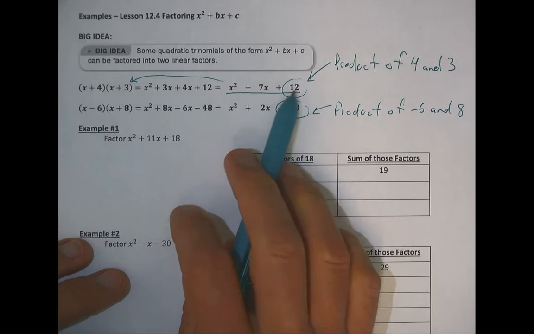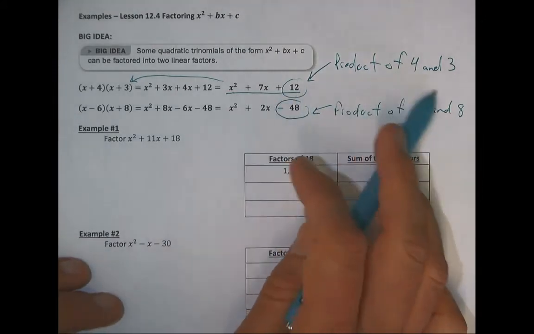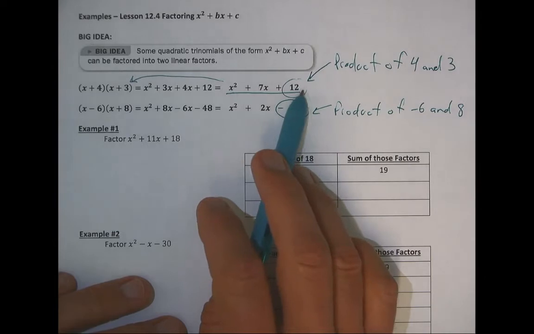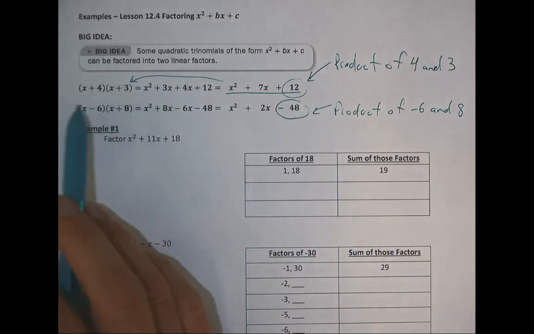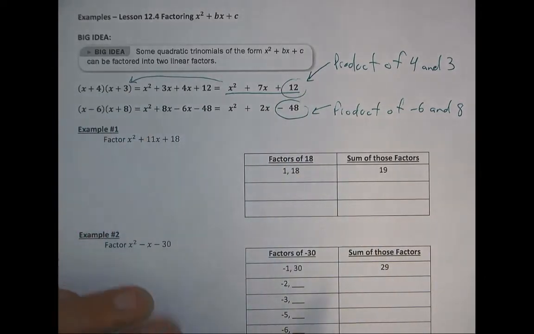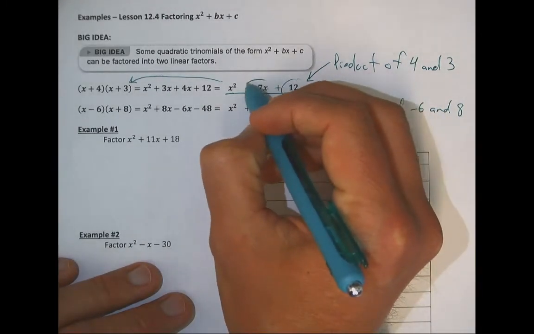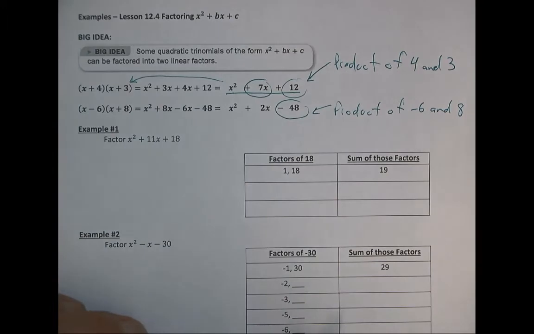But when I look at 12, 4 and 3 aren't the only things that multiply. So how do I know that it's a 4 and a 3? Because how come it's not a 6 and a 2 or a 12 and a 1? Right? There's other things that multiply to make 12. And if I just said x plus 6 and x plus 2, that would be incorrect.